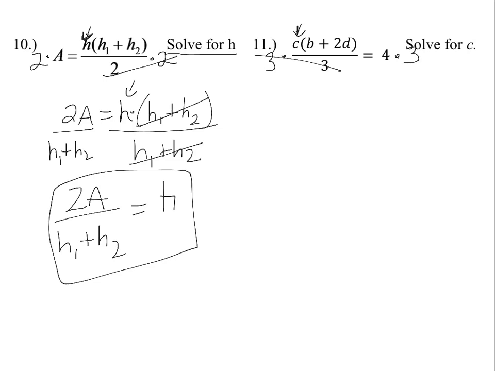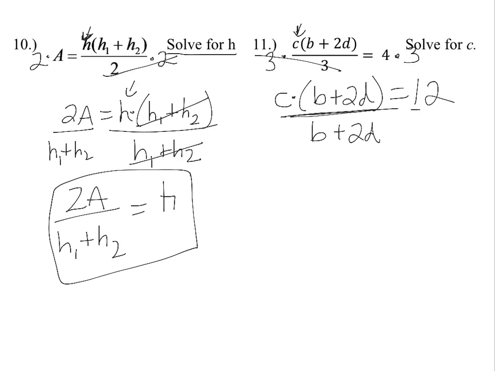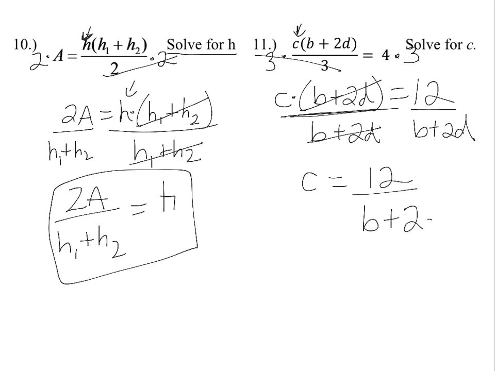That cancels out. Then you're left with c times b plus 2d in parentheses equals, we'll go ahead and do 4 times 3 because you can, that's 12. And then to get the c alone, because c is being multiplied by this, we're going to divide everything by what's inside the parentheses, which is b plus 2d. And when I do that, the b plus 2d, these represent the same number. They're going to cancel out. So you're going to be left with c is equal to 12 over b plus 2d.